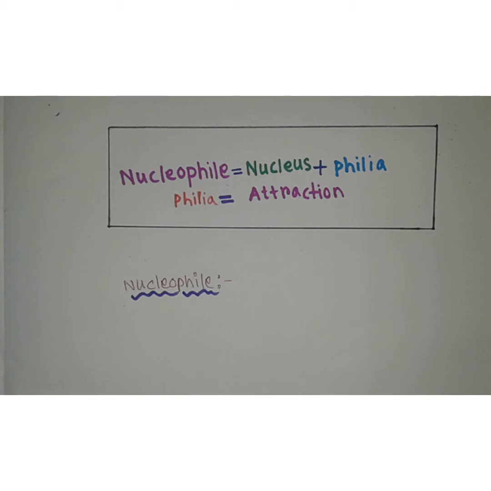Nucleophile is a chemical species that donates an electron pair to form a chemical bond in relation to a reaction. All molecules or ions with a free pair of electrons or at least one pi bond can act as nucleophiles.